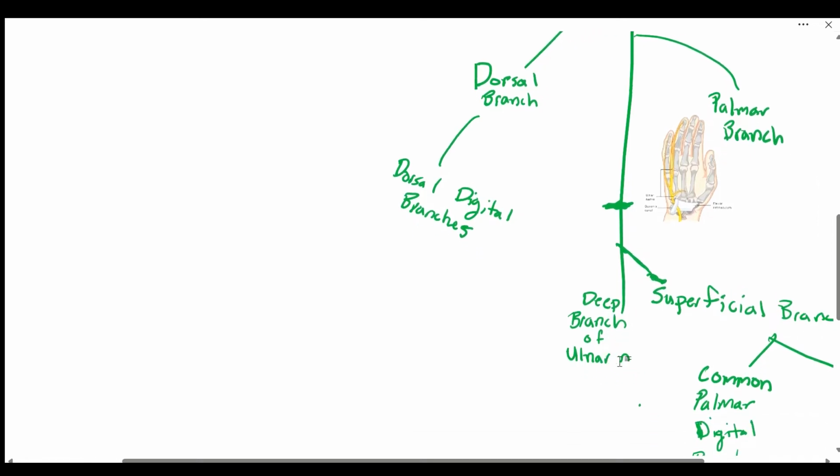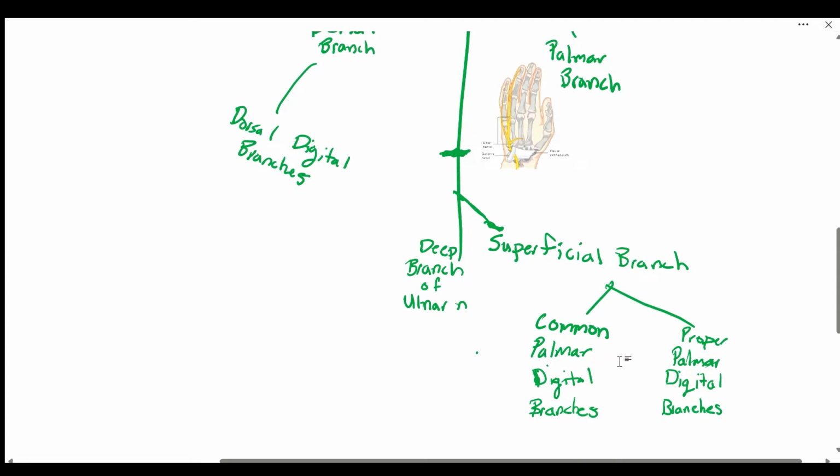With that deep branch of the ulnar, it's going to innervate a lot of the muscles of the medial aspect of the hand and even the adductor pollicis. With that superficial branch, we're going to see innervation for the palmaris brevis, and that is also going to branch out into the common palmar digital branch and the proper palmar digital branch.